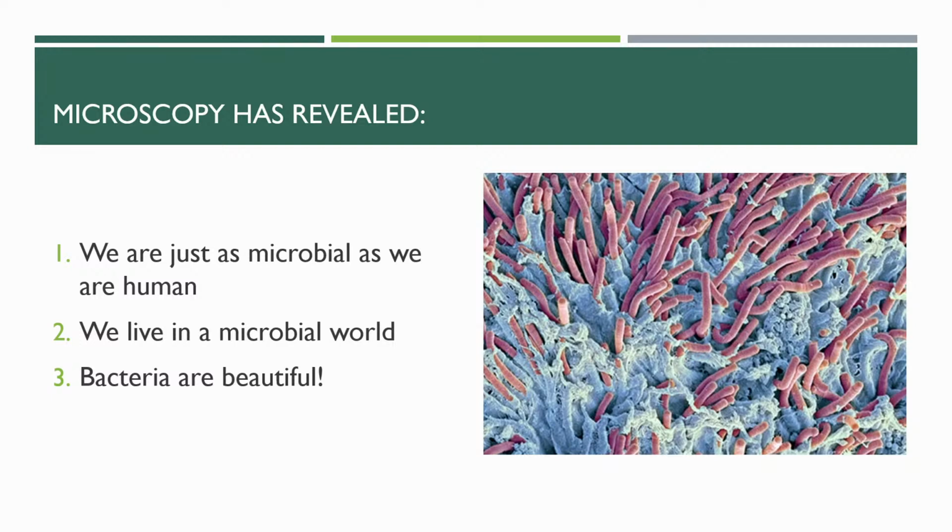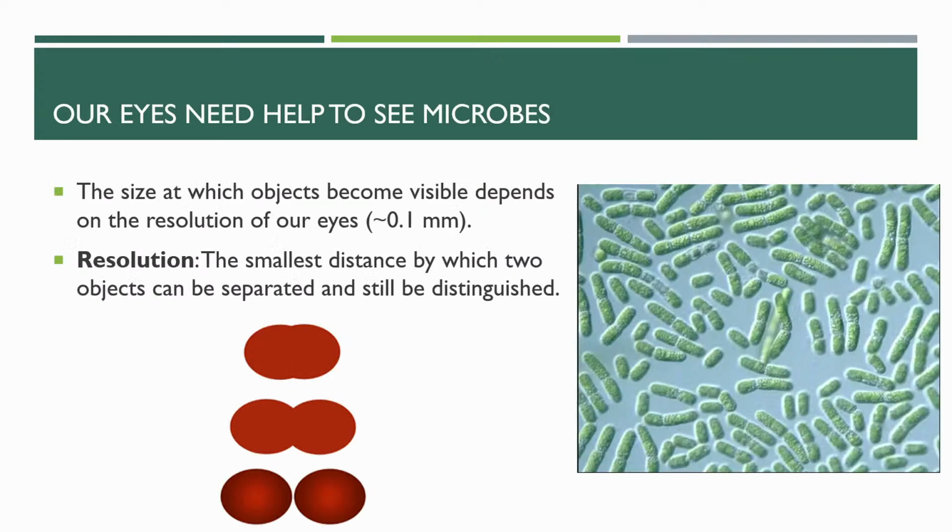Microscopy has revealed that we are just as microbial as we are human. So if we don't limit ourselves to just being human, you'll find microbes everywhere. And so we live in a microbial world, and bacteria are really beautiful. The only tools that we have to see microbes are our eyes, so we need microscopes to help see microbes. And the size at which objects become visible depends on the resolution of our eyes. The resolution of our eyes is 0.1 millimeters. That means that's about the size that we can see an image clearly using our eyes.